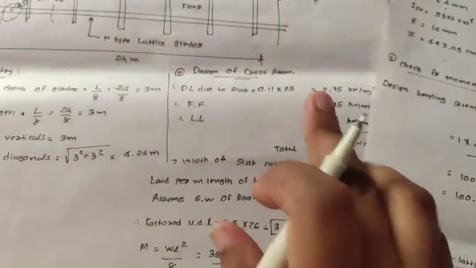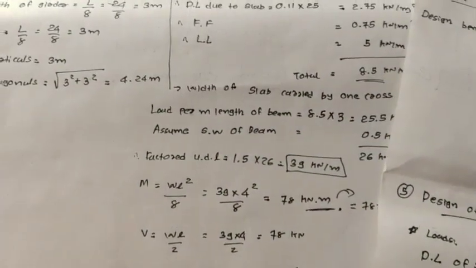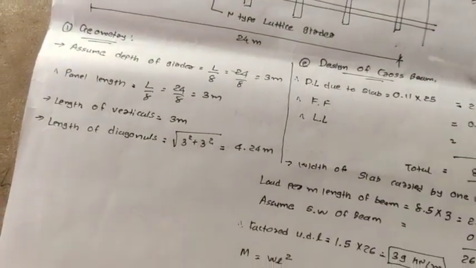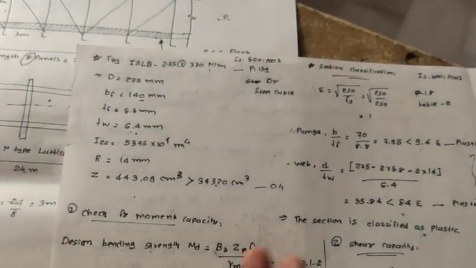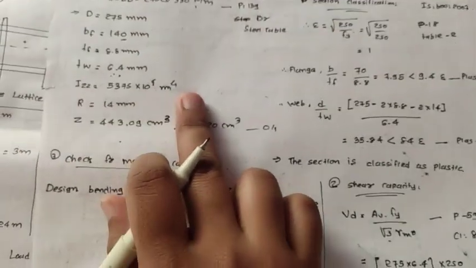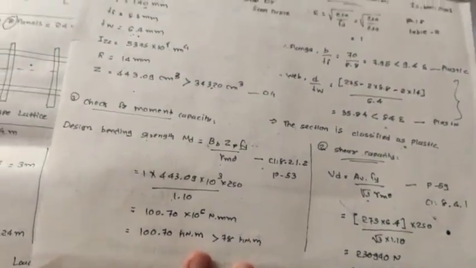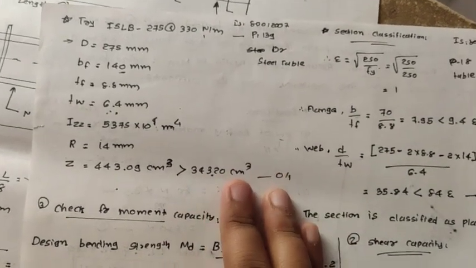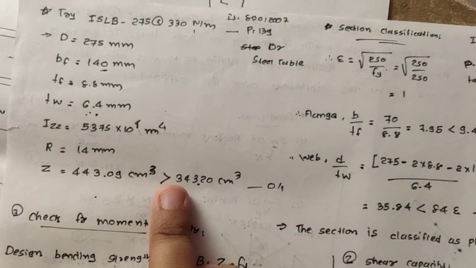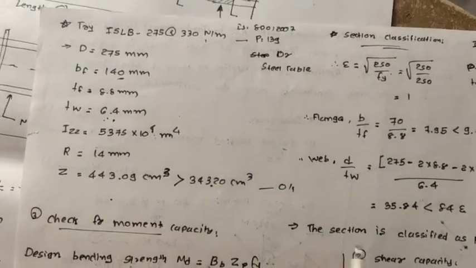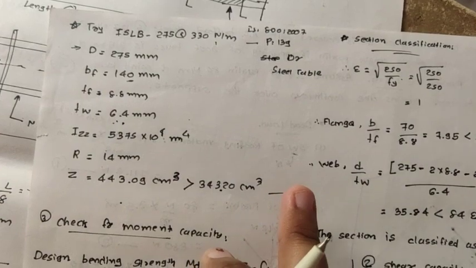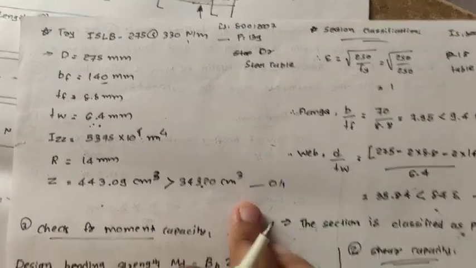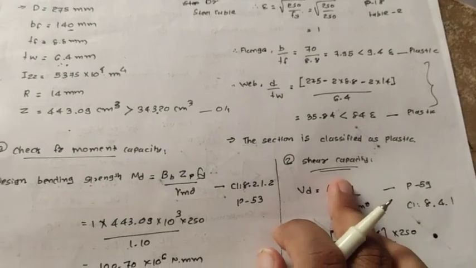So all these are the various steps. First is geometry, second is the design of cross beams. Next is finding the section classification, designing our section from the steel table, then checking this new design. We selected new sections from the steel table, and then we check whether the section is okay or not, and whether its load carrying capacity is more than the previous section. Then we check its shear capacity and its moment capacity.